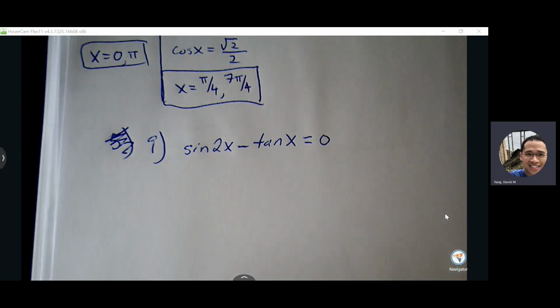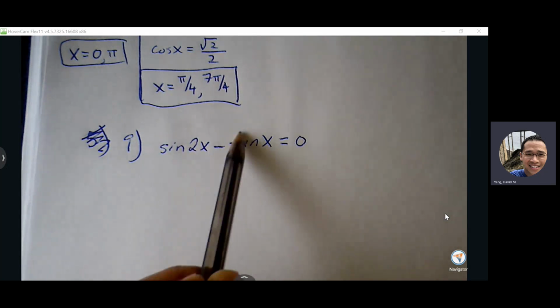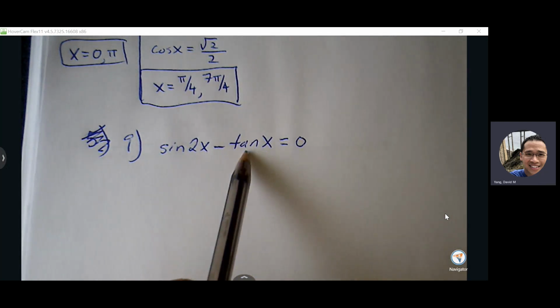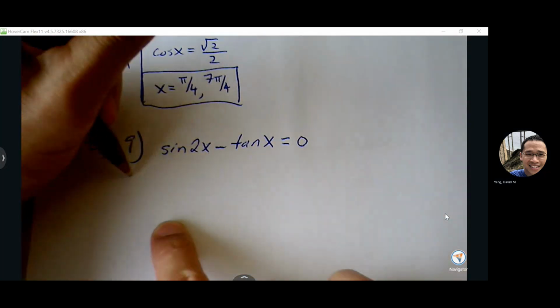Okay, number 9, I see two things that I can do here. I can get that double angle to be resolved, and I can get that tangent to be in terms of what? Sine and cosine, right? I can get everything to be matching up a little better here.